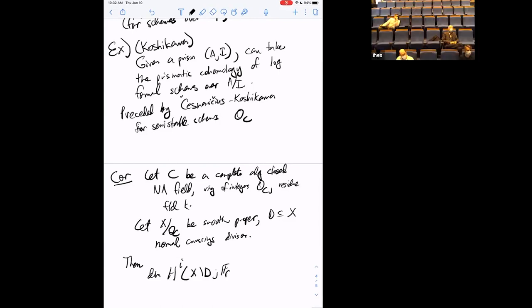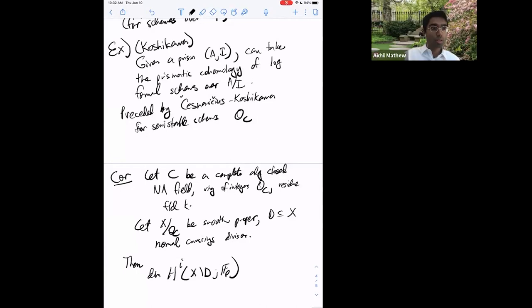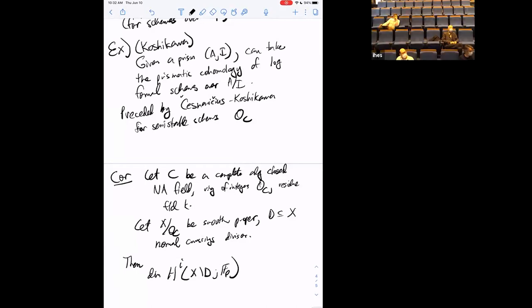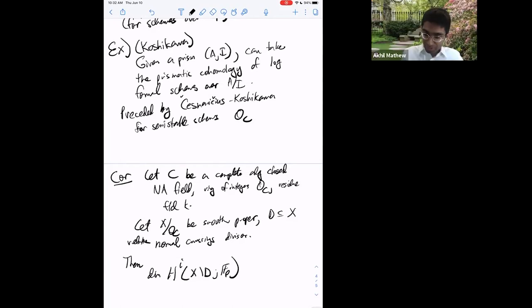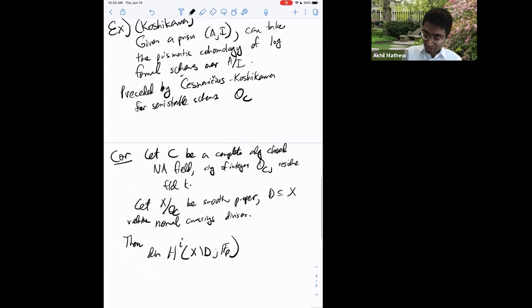Excuse me, is it a related normal crossing divisor? Is it a relative normal crossing divisor? Yes, thank you. Thank you. Yes. relative normal crossings divisor. Thanks.